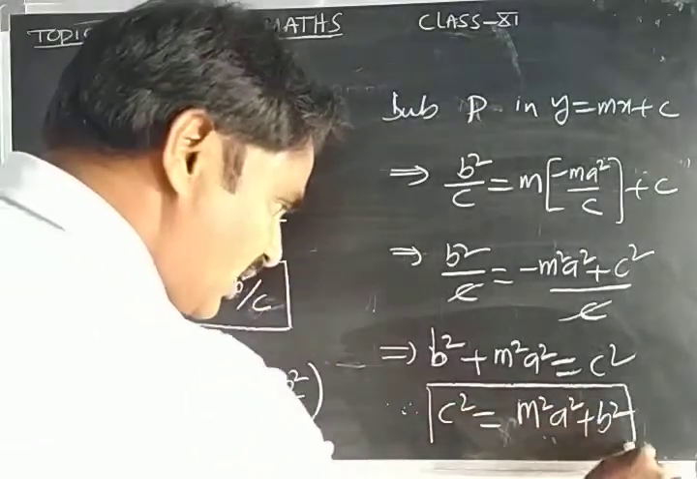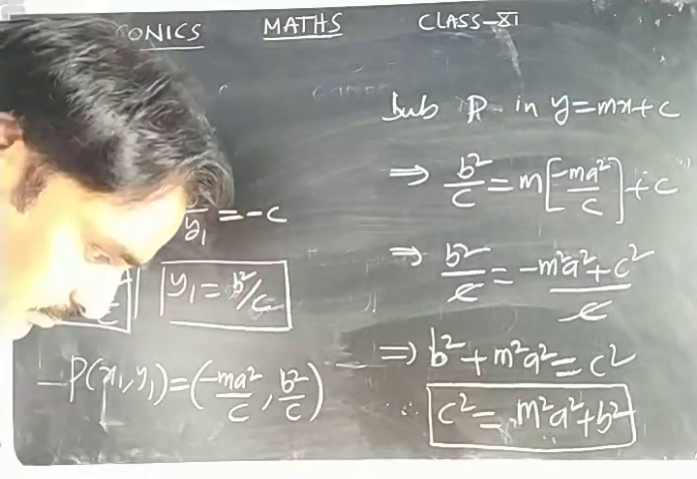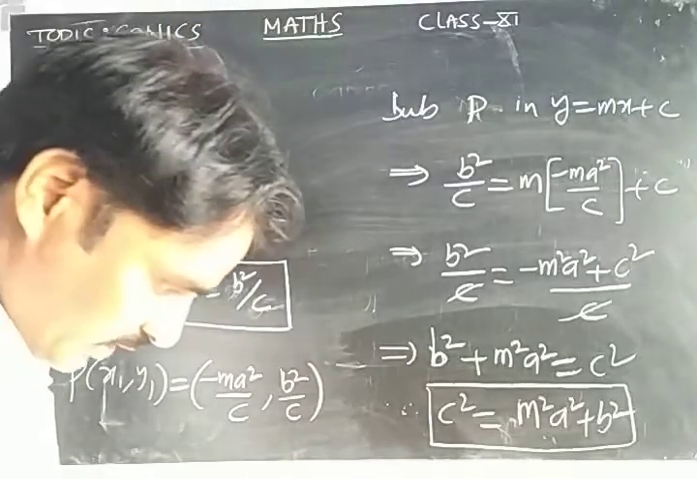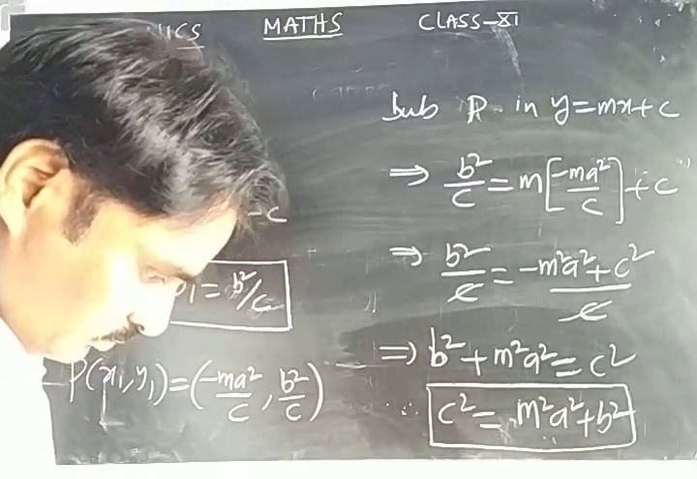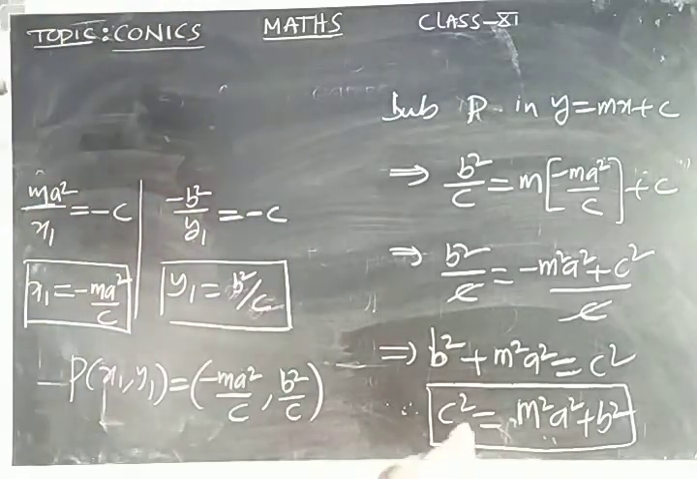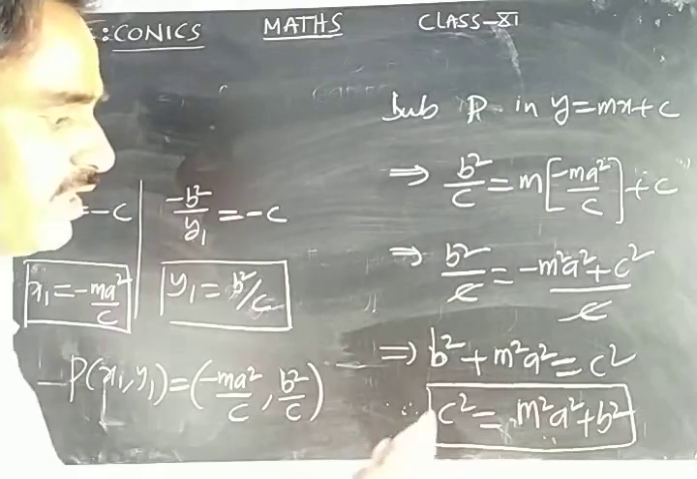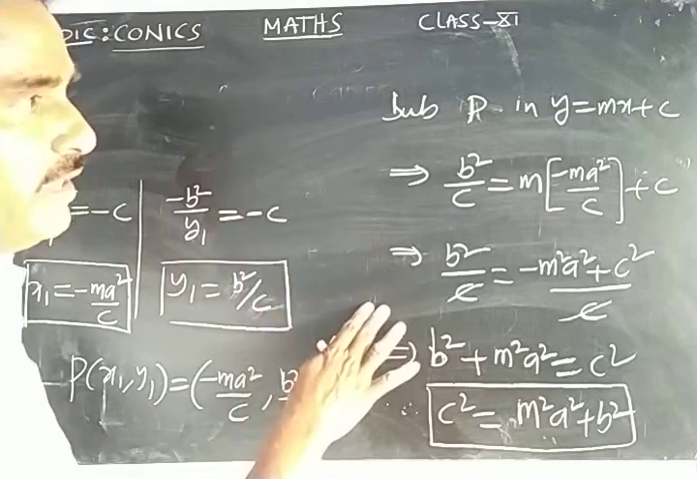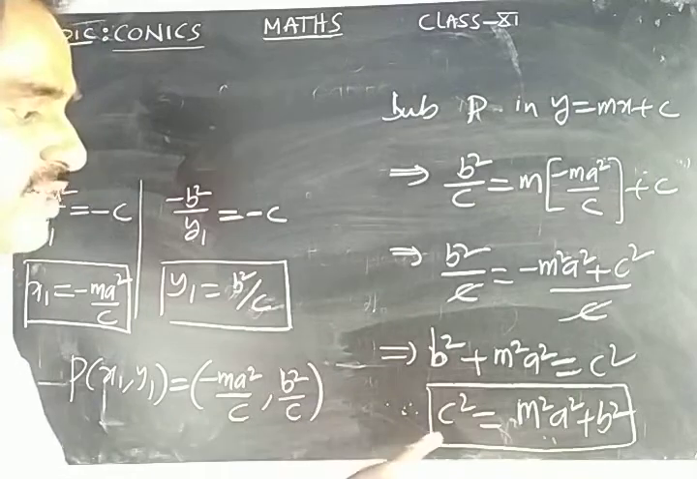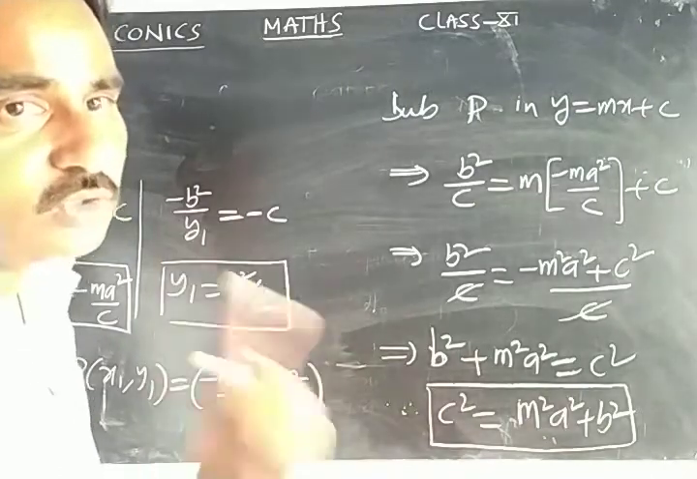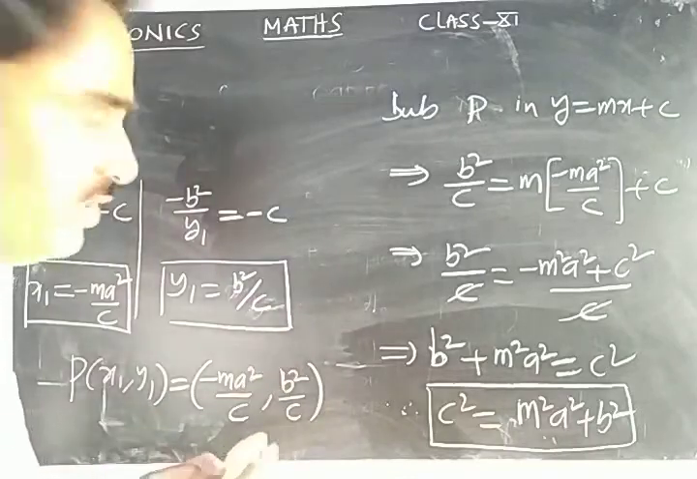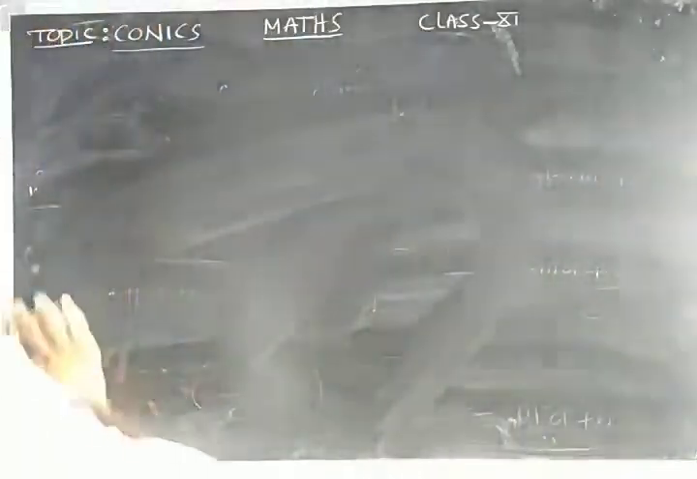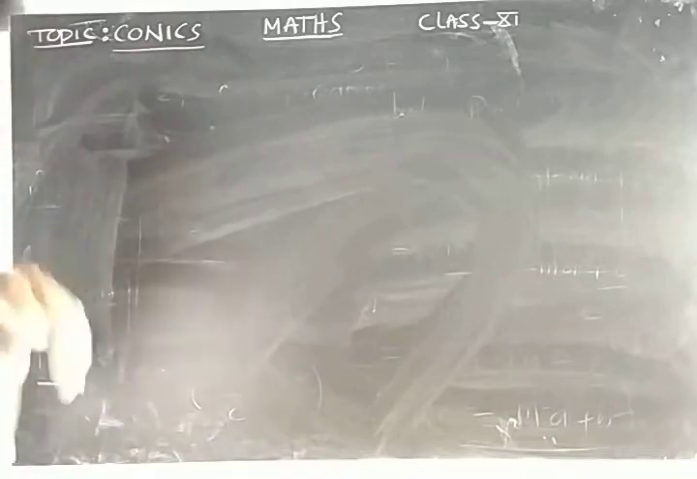This is the condition of tangency to the ellipse. Similarly, for the hyperbola also, you can derive the condition of tangency. So I derived for circle, parabola and ellipse. You derive the point of contact coordinates and condition of tangency for the hyperbola also. Okay, derive it in your notes. Note it right now.